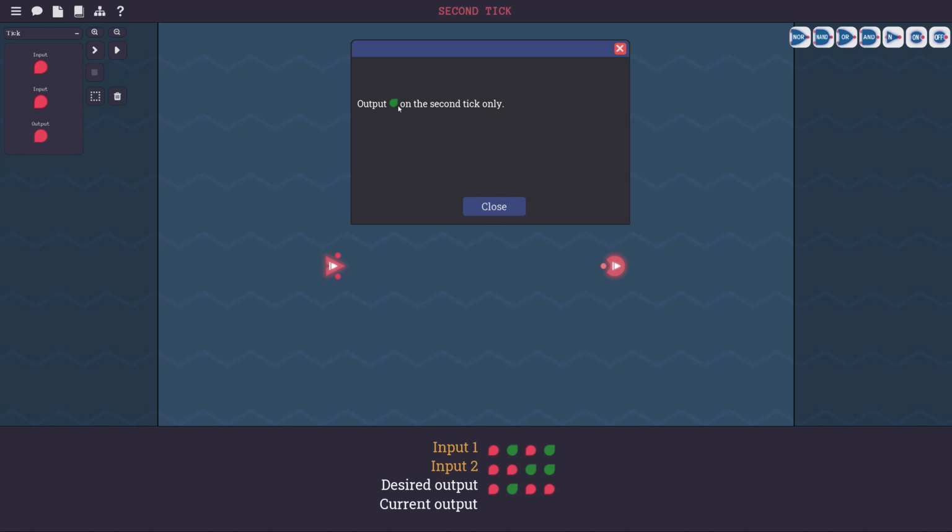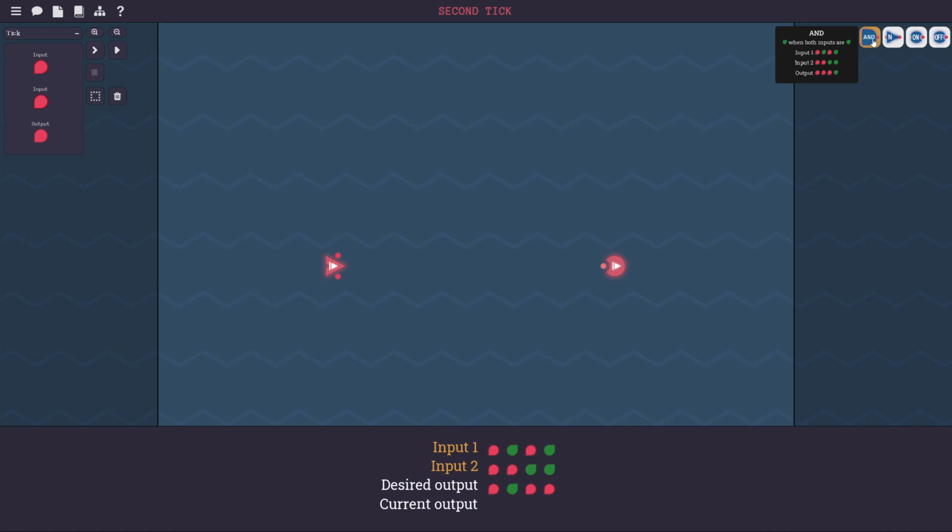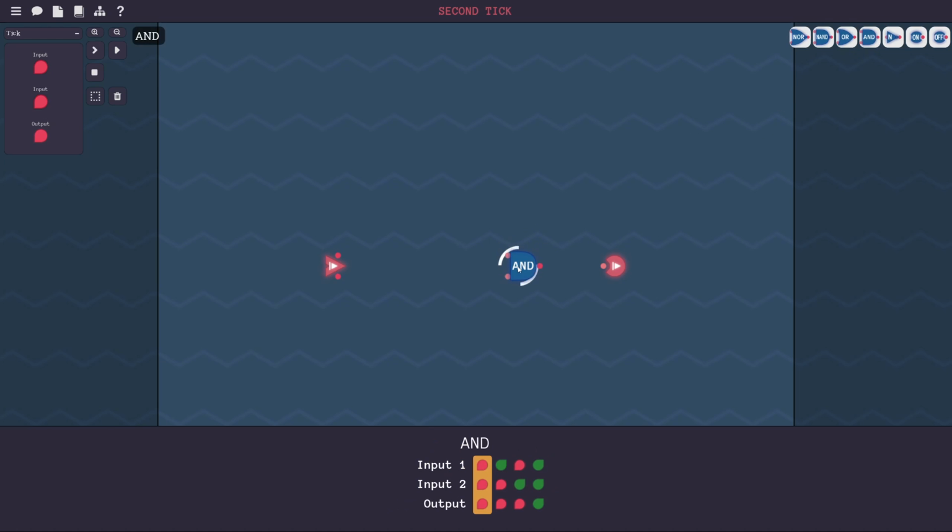Output a high signal on the second tick only. Only if input 1 is high and input 2 is low do we want the output to be high. Let's think about what we want. We want an AND gate.